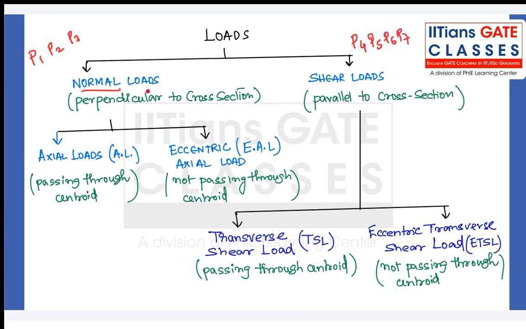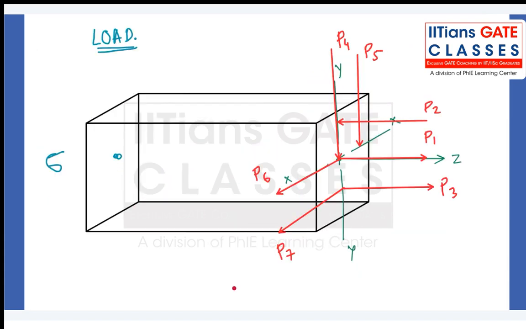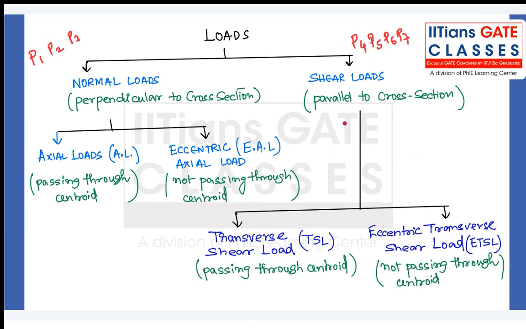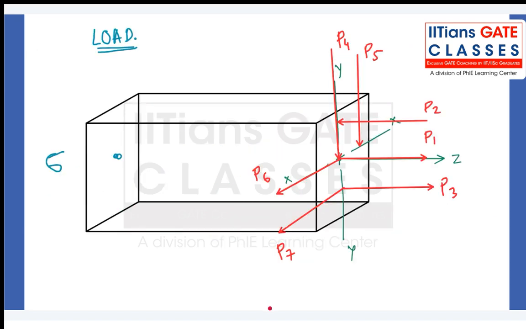So for loads, the first division is normal and shear. Those loads which are perpendicular to the cross section are normal loads. Those loads which are parallel to the cross section are shear loads. Right? Now, normal loads can again be divided into 2 parts: axial loads and eccentric axial loads. What are axial loads? Axial loads are those normal loads which, first of all, must be perpendicular to the cross section, and are also passing through the centroid. Those normal loads which are passing through the centroid are known as axial loads.